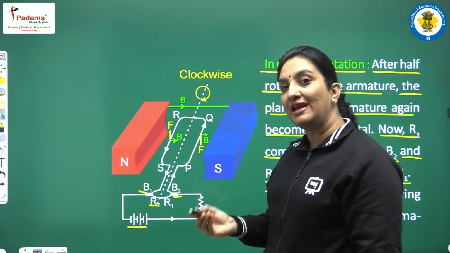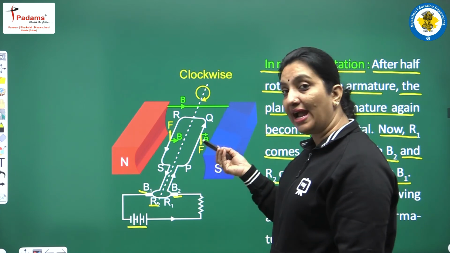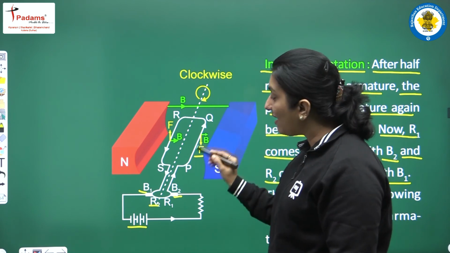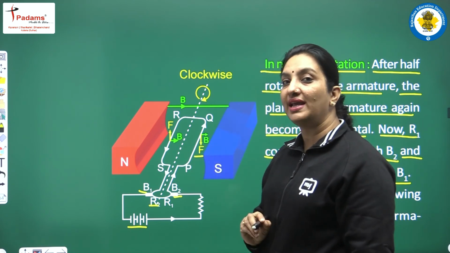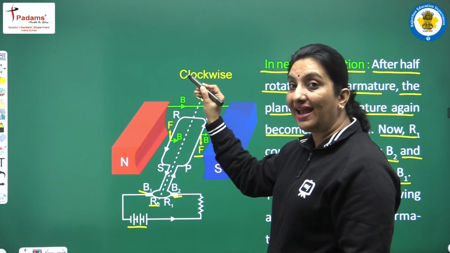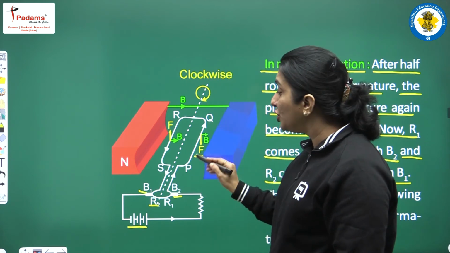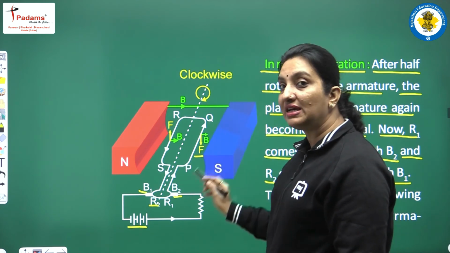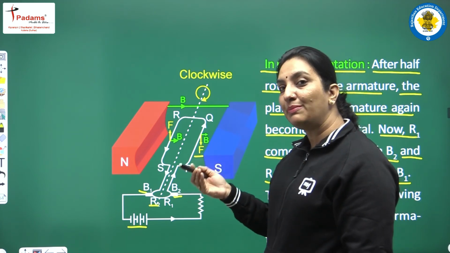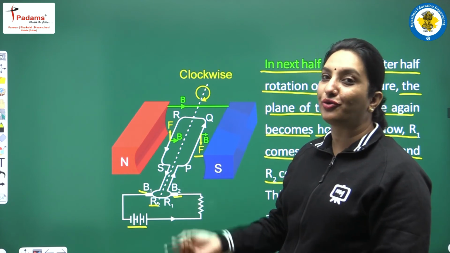So by Fleming's left hand rule, again we will calculate the direction of force, and as we know, the direction of force will be downwards in this arm and will be upward in this arm. So what will happen? This arm is experiencing an upward force, this arm is experiencing a downward force, so the armature will rotate in a clockwise direction. That is, the armature will keep on rotating in the clockwise direction in both half rotations.